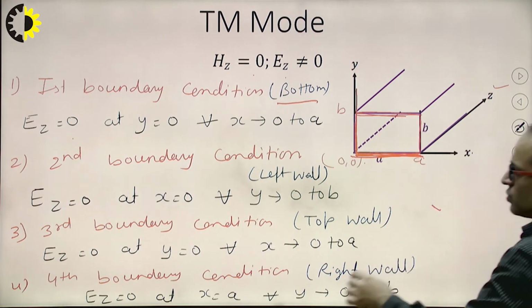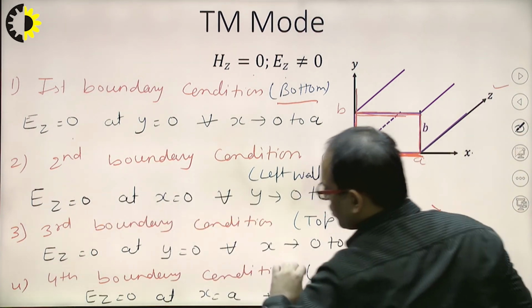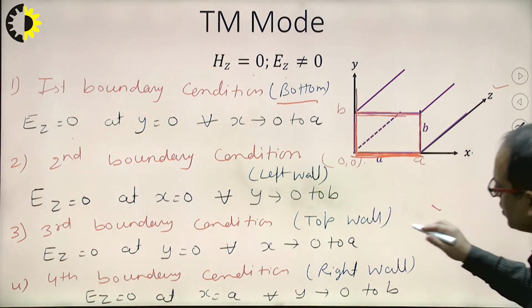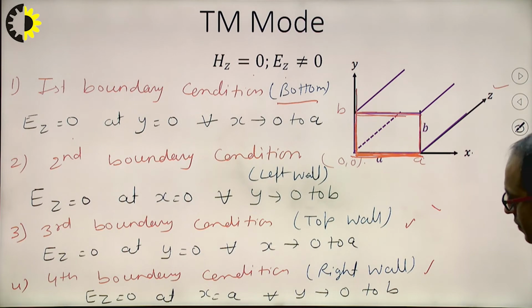Clear? The second boundary condition will be this one, along this wall, where y varies from 0 to b and x equal to 0. So Ez equal to 0. The third boundary condition is this one, and the fourth boundary condition will be this one. Clear?